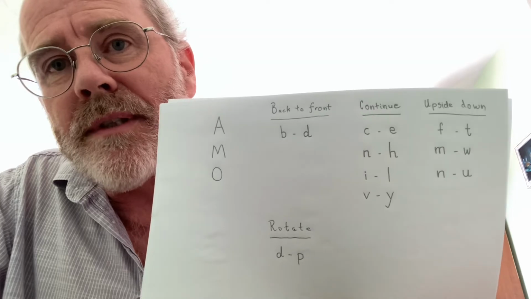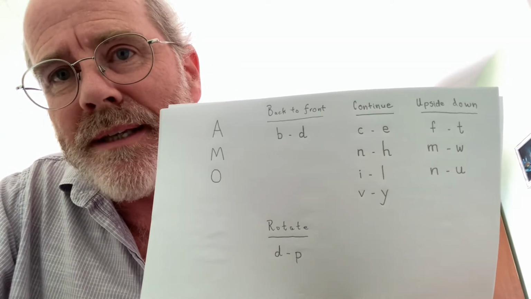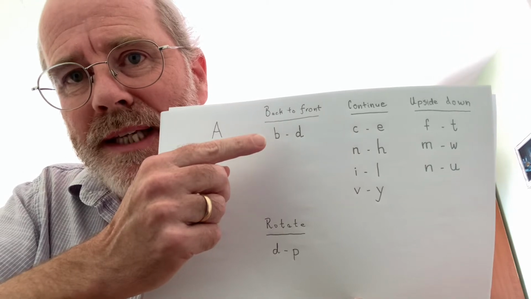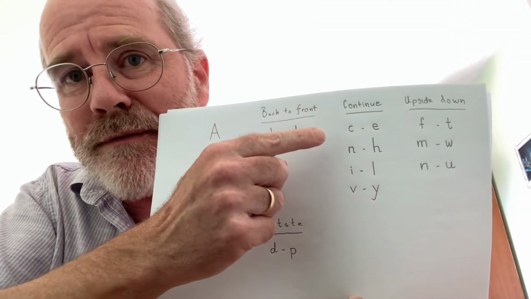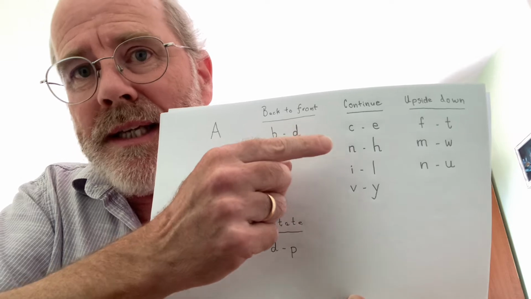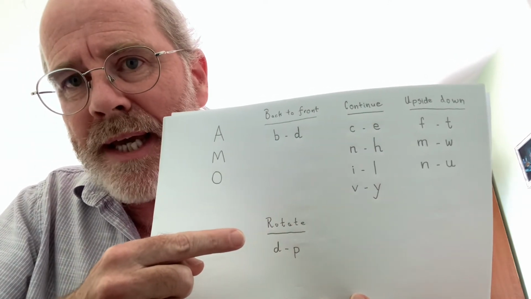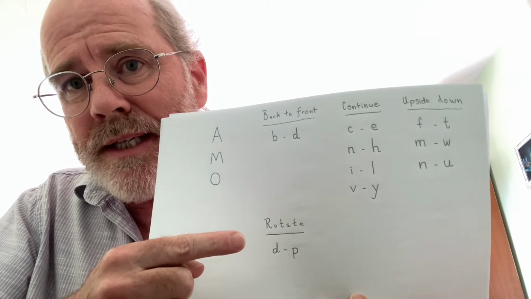So we see different ways that letters can be similar. If you turn them back to front, B, D. If you continue the letter a little, if you turn the letter upside down or rotate it by 180 degrees. And another way is to cross it out.